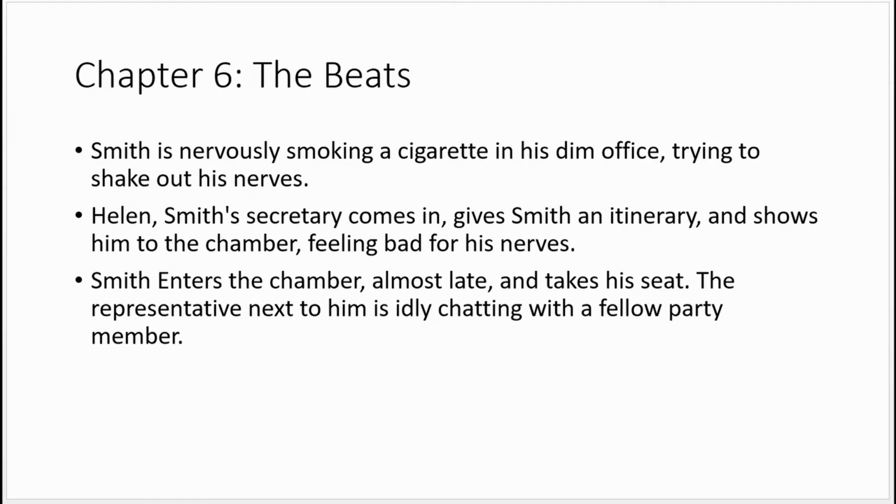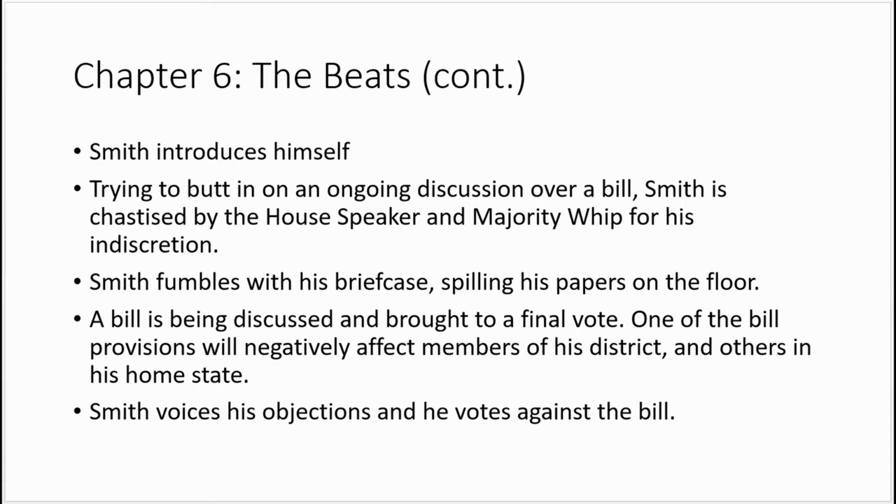Smith enters the chamber almost late and takes his seat. The representative next to him is idly chatting with a fellow party member. Smith introduces himself. Then, trying to butt in on ongoing discussion over a bill, Smith is chastised by the House Speaker and Majority Whip for his indiscretion in decorum.